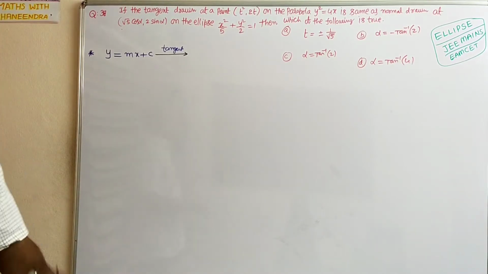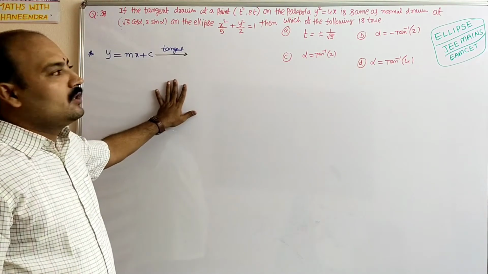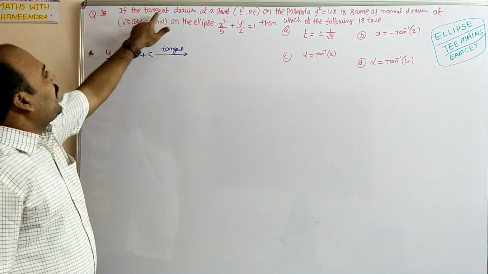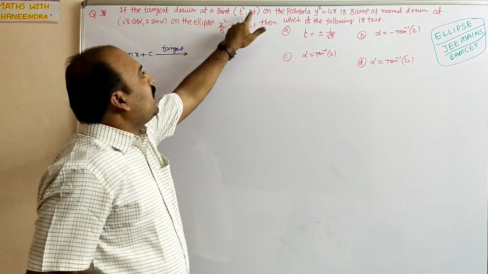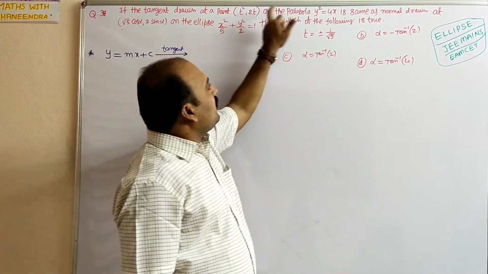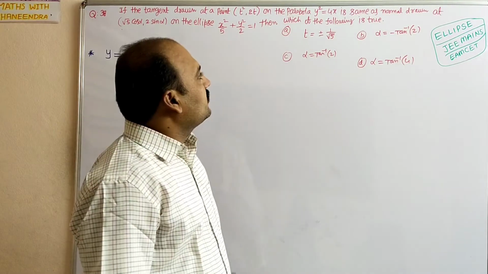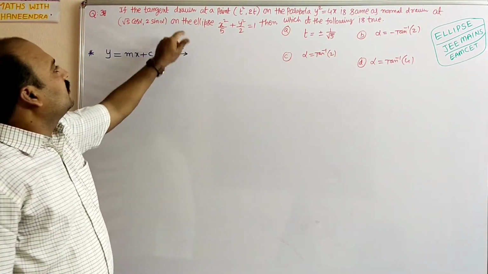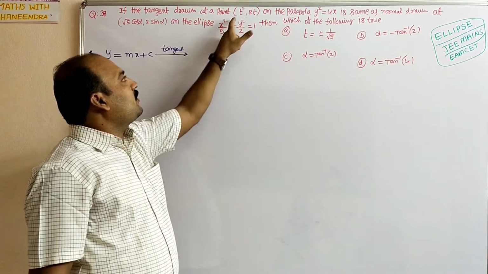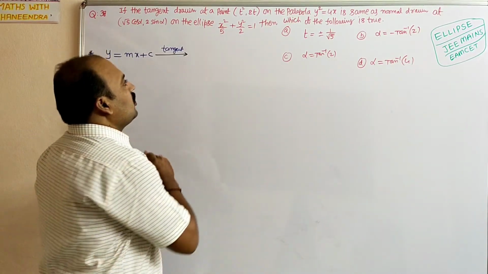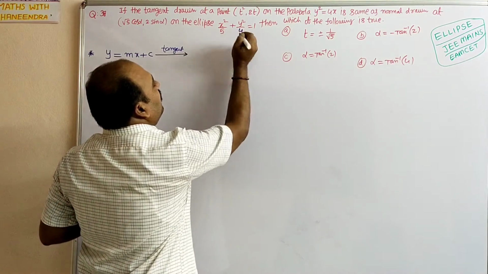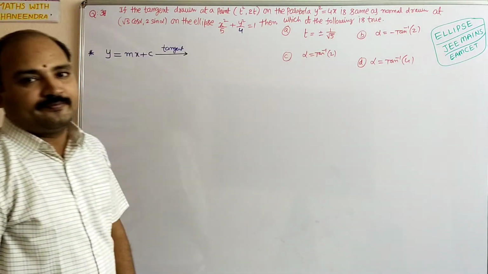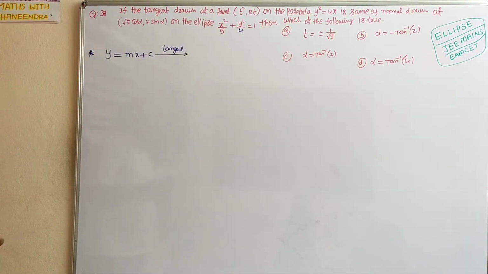The next question is a very important type of question. This type of question they will ask in JEE Mains. If the tangent drawn at the point t square comma 2t on the parabola y square equal to 4x is the same as the normal drawn at the point alpha to the ellipse x square by 5 plus y square by 4 equal to 1, then which of the following is true?